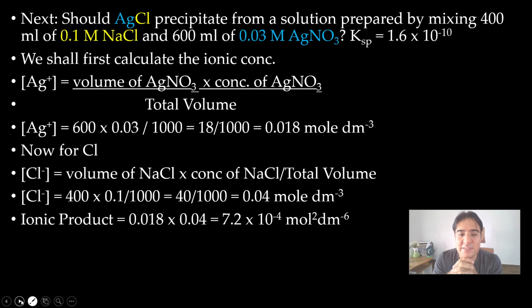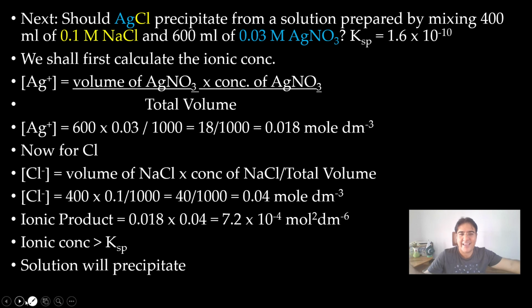Now tell me what is the thing here. Ksp is 10 to the minus 10. Ionic product is minus 4, which is more. The ionic product is a lot more than Ksp. Minus 4 is bigger. This is going to precipitate for sure. Easy, easy peasy. If you want to practice, in our textbook we have an example on page number 185, which is a similar problem to this one which I have solved.